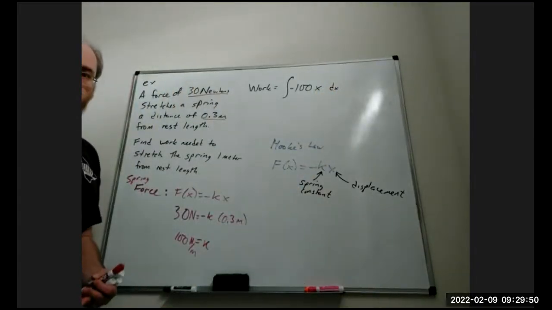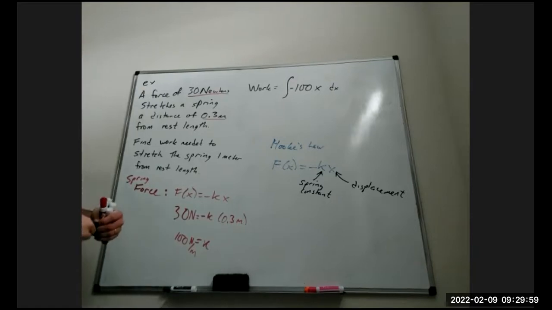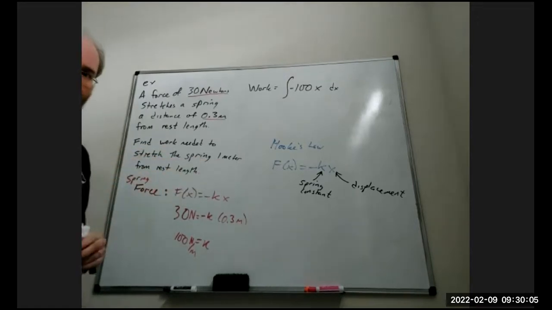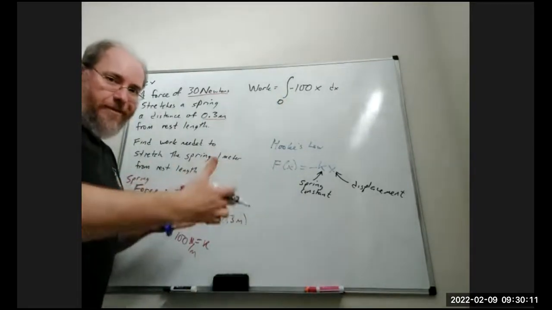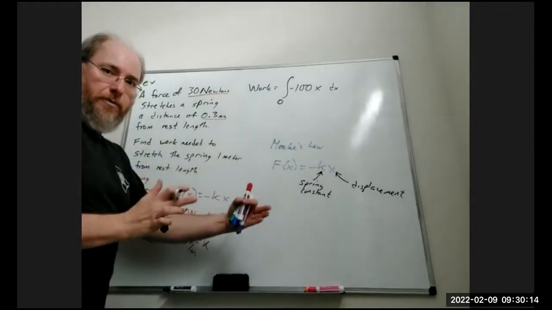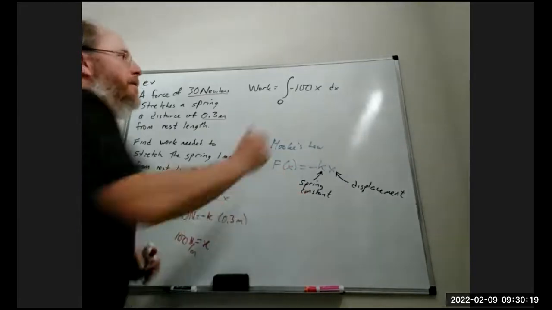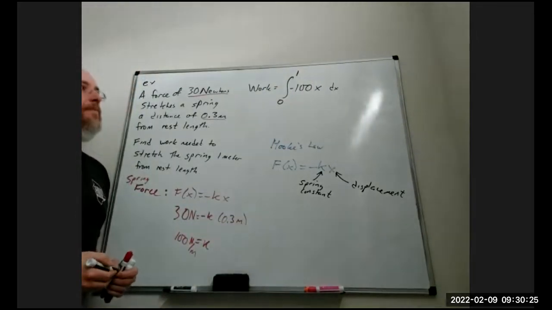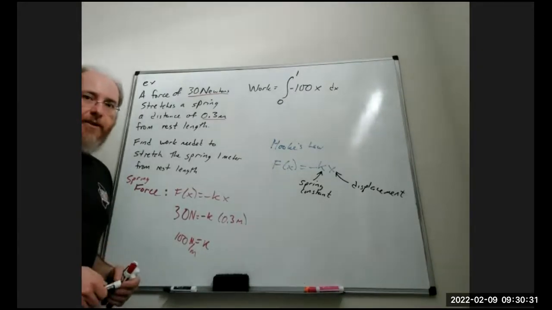And now I need some bounds. And for my bounds, I need to know in terms of the displacement, where did we start and where did we end, right? So I said, I want to stretch the spring 1 meter from rest length. So that means I'm starting at 0. It's just at its regular equilibrium distance. And now I'm going to stretch it 1 meter. So that means I'm taking it from 0 to 1. All right, so that's what I integrate.